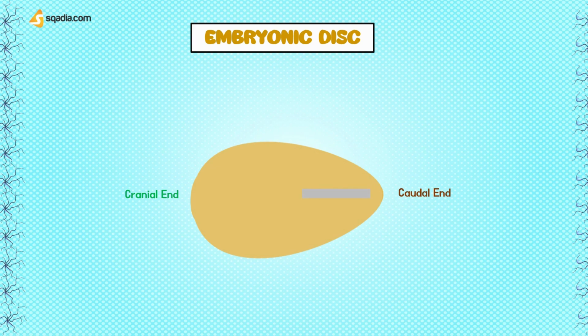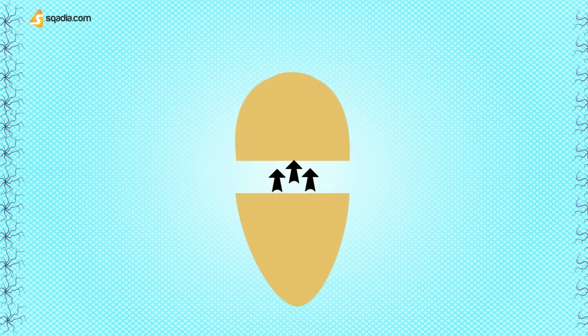The primitive streak first appears in the epiblast at the caudal end of the embryonic disc, extends towards its center, and then develops the primitive groove in its dorsal surface. At the cranial end of this develops the primitive node. Now, if we cut it this way and look into it.